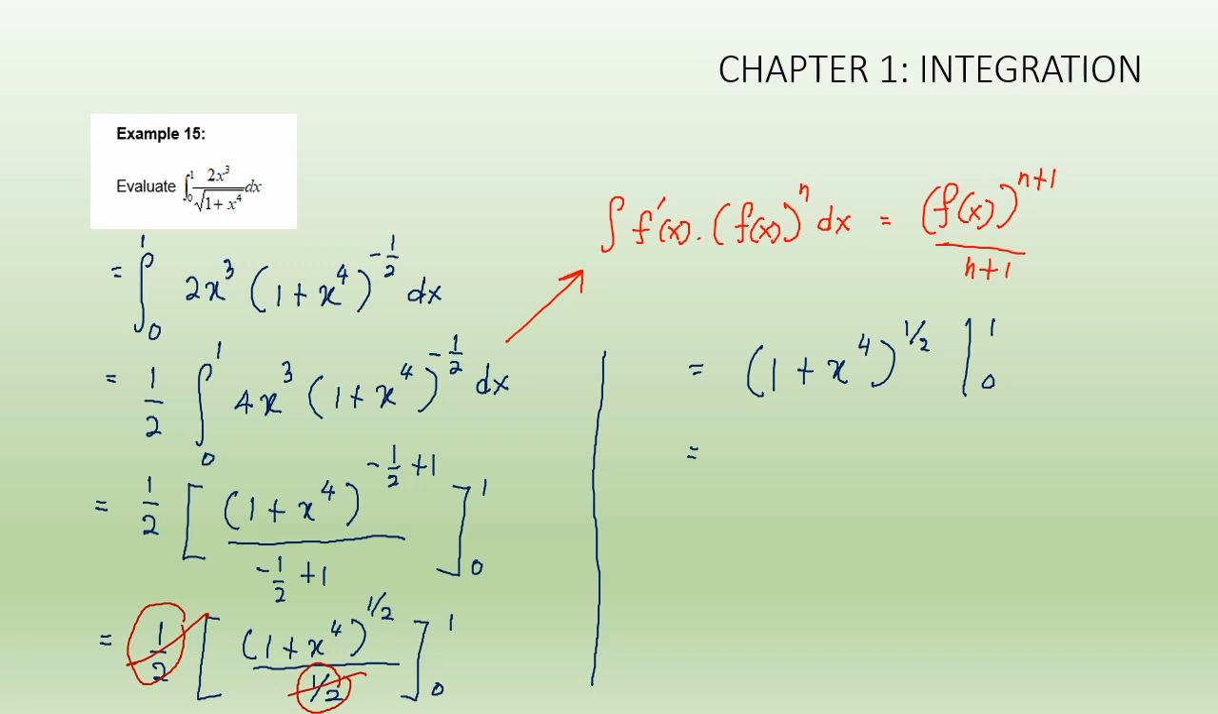And then by substituting the value of 1 into the equation, we have 1 plus 1 power of 4, minus 1 plus 0 power of 4. So we have square root of 2 minus 1, or we can write the answer in decimal as 0.414.